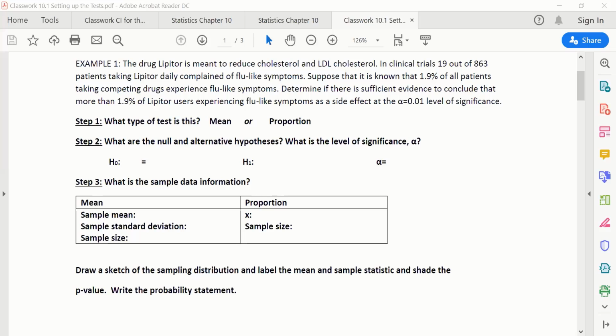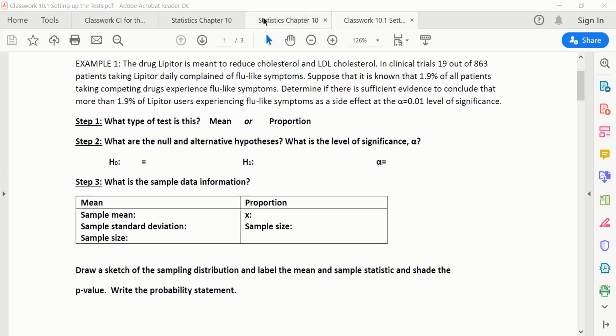So for example, in example 1, we're given the drug Lipitor is meant to reduce cholesterol and LDL cholesterol. So in clinical trials, 19 out of 863 patients taking Lipitor daily complained of flu-like symptoms. Suppose that it's known that 1.9% of all patients taking competing drugs experience flu-like symptoms. Determine if there's sufficient evidence to conclude that more than 1.9% of Lipitor users experience flu-like symptoms as a side effect at the alpha is 0.01 level of significance.